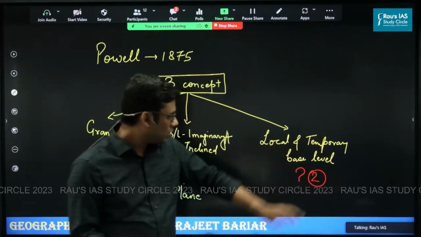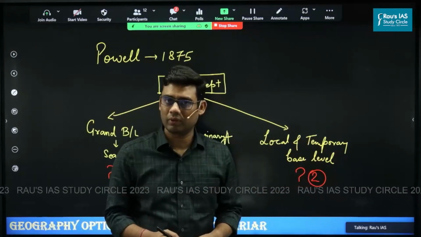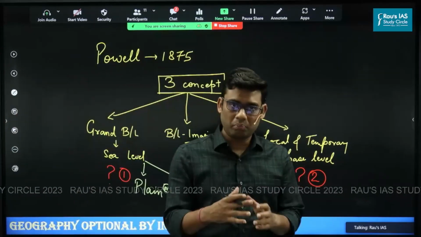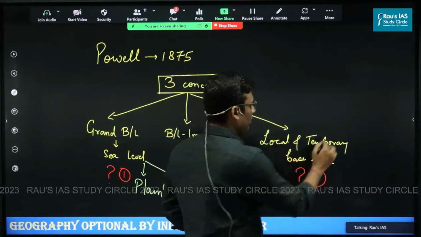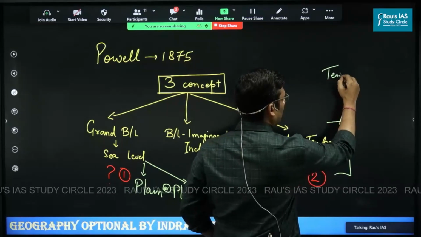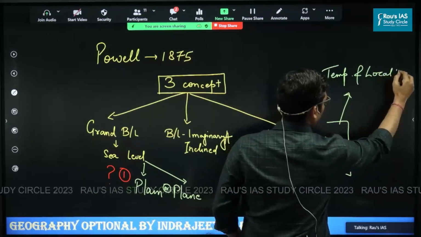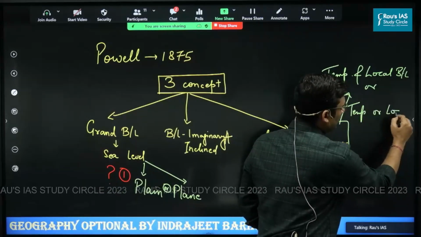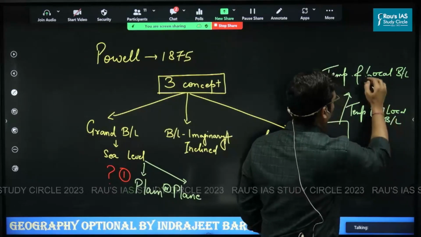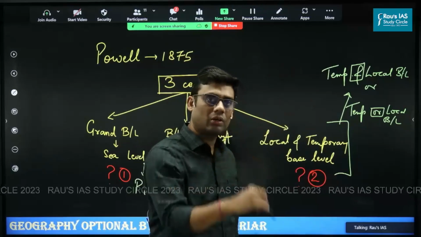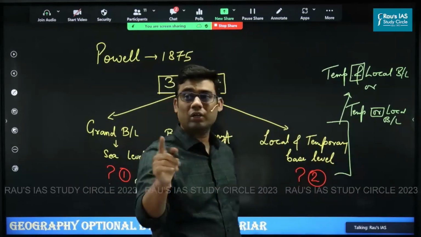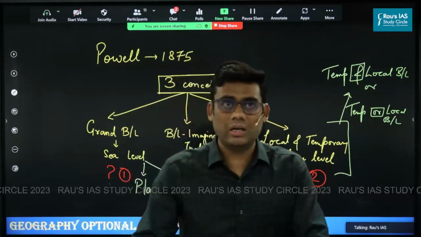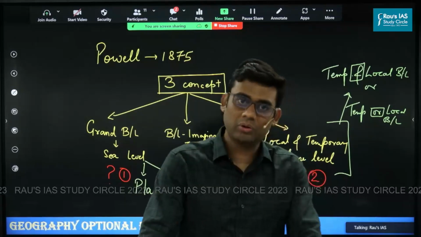Then now comes the second question, that is local and temporary base level. The question that arises out of what Powell described as base level is whether Powell was talking about temporary and local base level, or temporary or local base level. This is now the question. Because if he means to say temporary and local base level, then he is telling us about three types of base level.